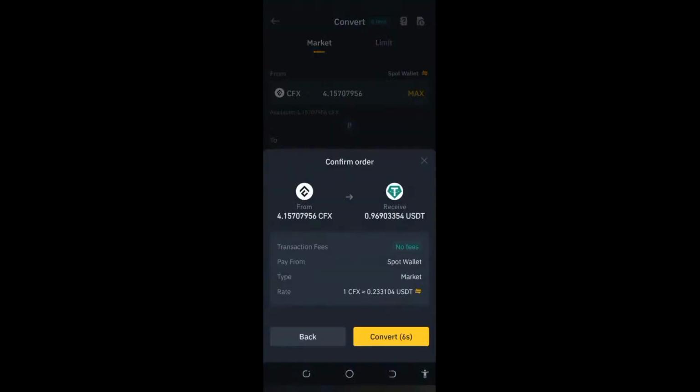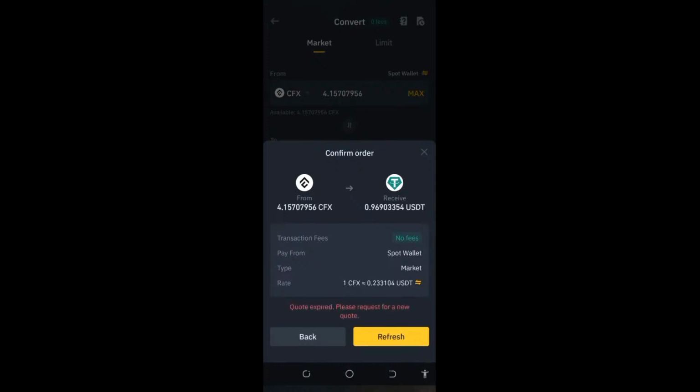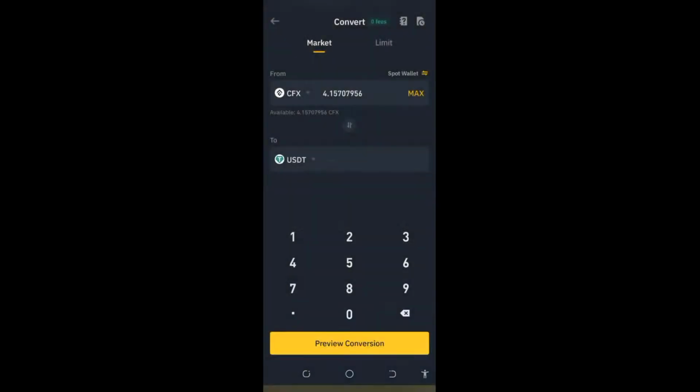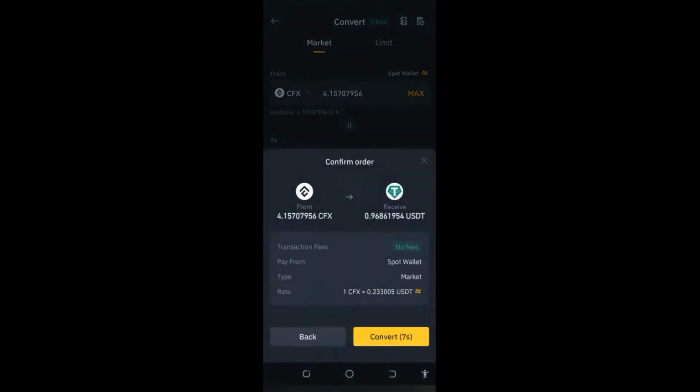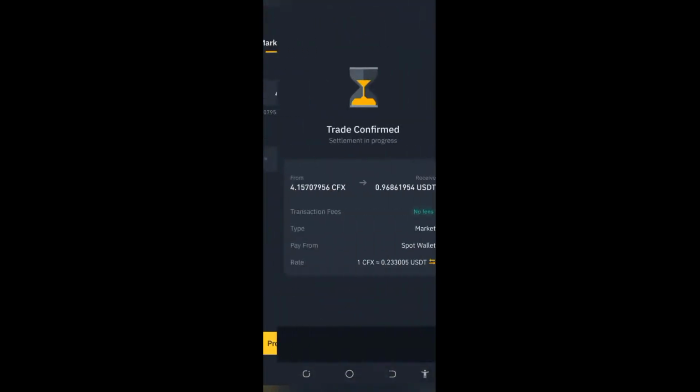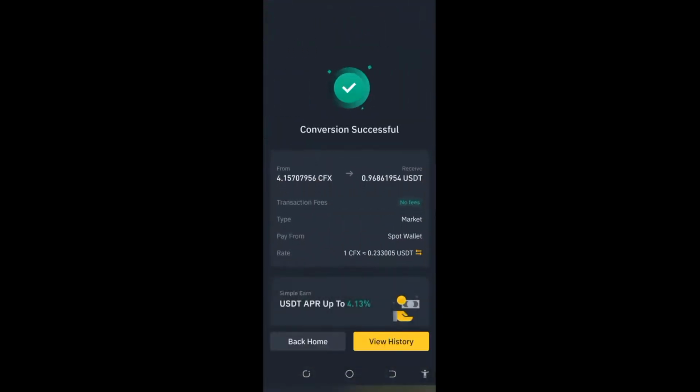I was too much in a hurry to get that back. Oh, we lost 4 cents. Is it 4 cents, or about 3 cents thereabouts? Anyways, let's just take it as the cost of our practicals. We have to learn some things. This happens. We have to learn it.